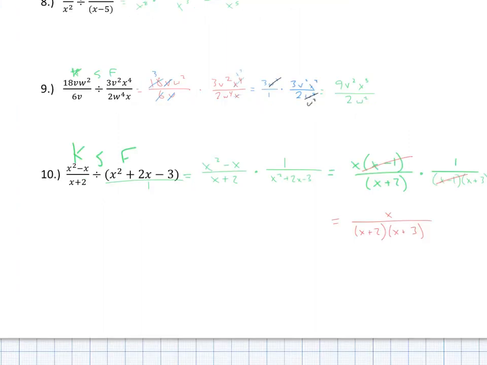So the first thing I did on number 10 is I made this into a fraction, put it over 1, so then I could keep, I could switch, I could flip. Then we go into factoring. X squared minus x, I can pull an x out, so that's x times x minus 1. And then I put my x plus 2 down there because that's already factored. X squared plus 2x minus 3, that becomes x minus 1, x plus 3, and the x minus 1s can cancel out. So on the top, I got x times 1, which is x, and then on the bottom, x plus 2 times x plus 3. So there you have it.